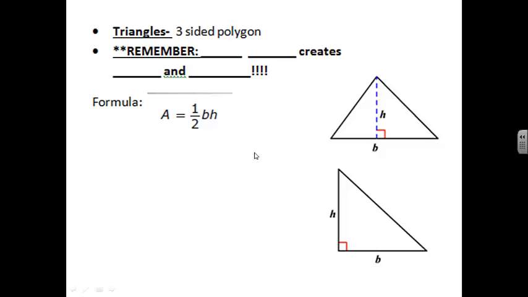All right, next, triangles. Hint: triangles and parallelograms, and trapezoids as well, are where we need this the most.